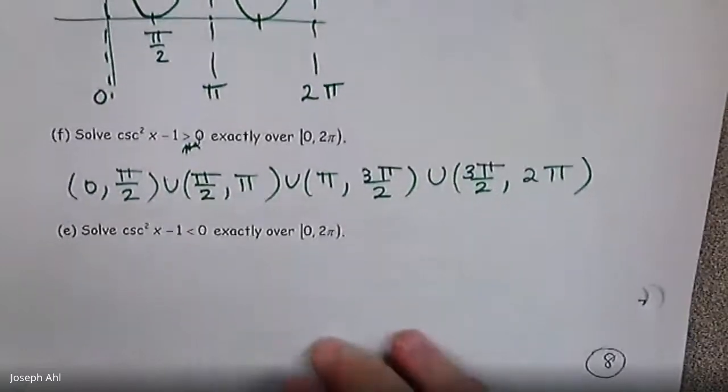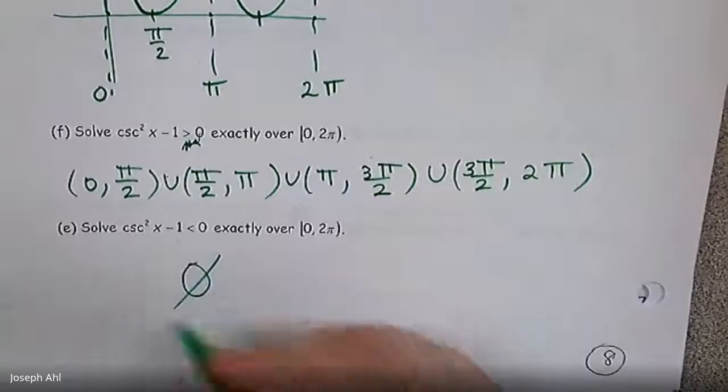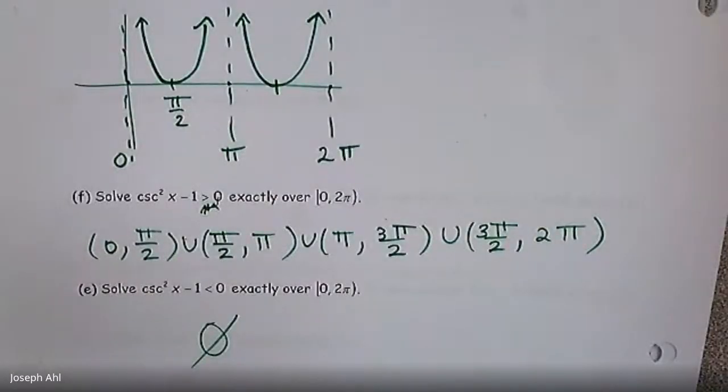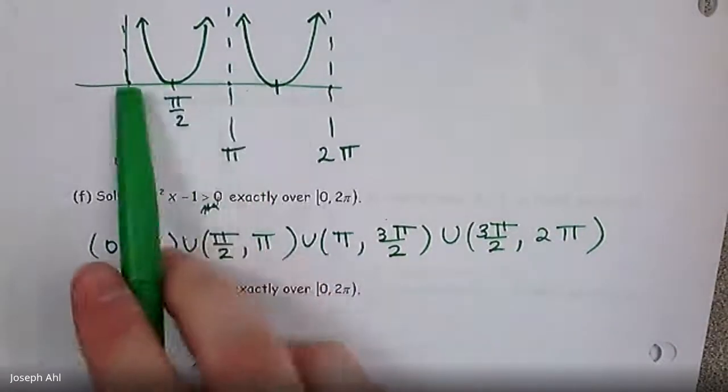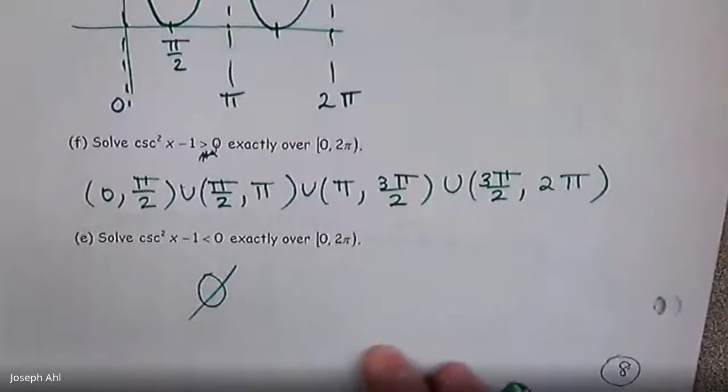Okay. And for the last piece, solve when this is less than 0. You're going to love this part. It's never less than 0, right? It never goes below the x-axis. If it's less than or equal to, I would have included just those 2 points where it equals 0, but it actually is never just purely less than 0.